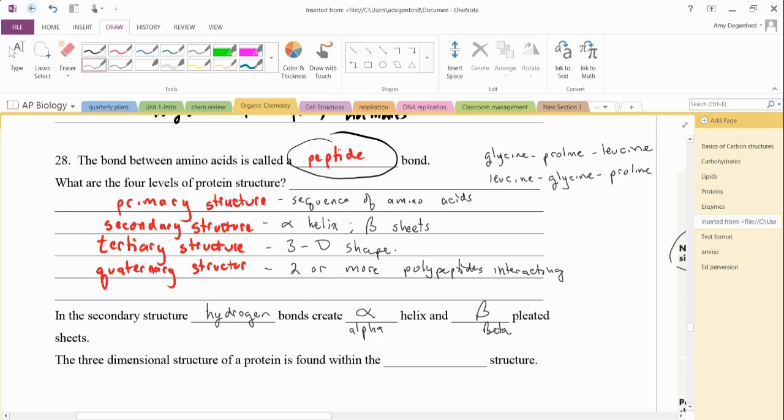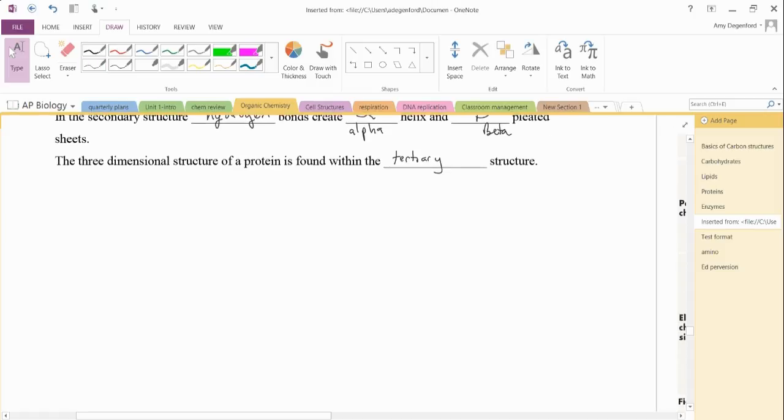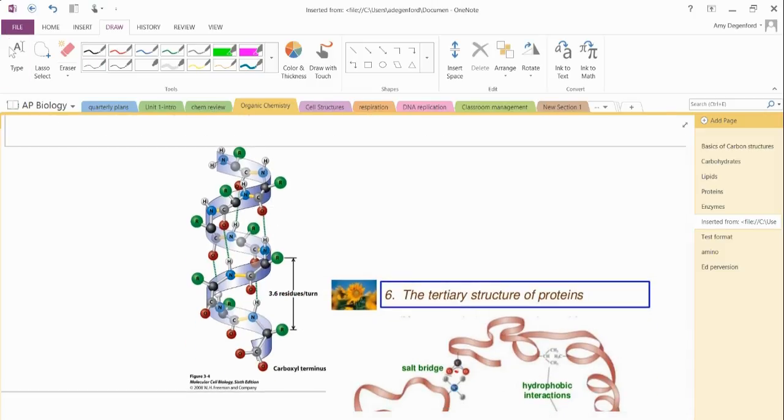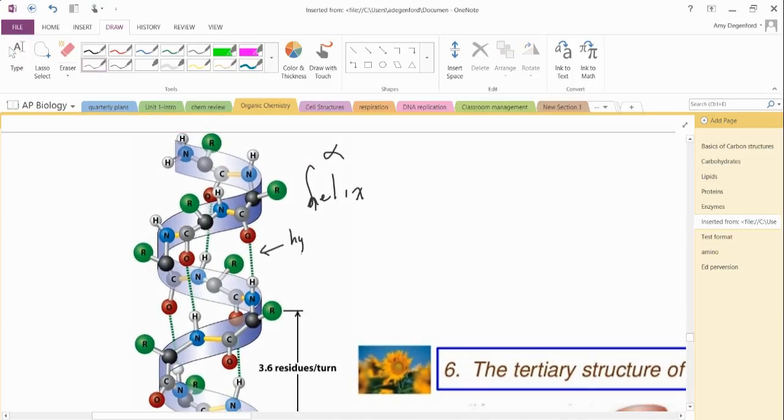Now, as they interact, that's going to create this unique shape. This shape is going to be hugely important to its job, and we're going to be seeing that again all throughout the year. So the three-dimensional shape, we find that really coming together in the tertiary structure. So let's look at how this happens. So here we have this little twist, this helix. Here's our helix, and this is the alpha helix. Now notice, here are our little dots. Let me zoom in on that a little bit. And so here are the hydrogen bonds.